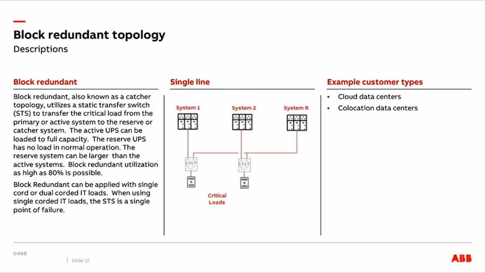For example, when an STS transfers a load to the reserve block, the catcher UPS will see a step load. If the entire load block fails and the catcher is the same size as the active block, the UPS will see 100% step load. Block redundant can be implemented with single corded loads or with dual corded loads. With single corded loads, the STS becomes a single point of failure.